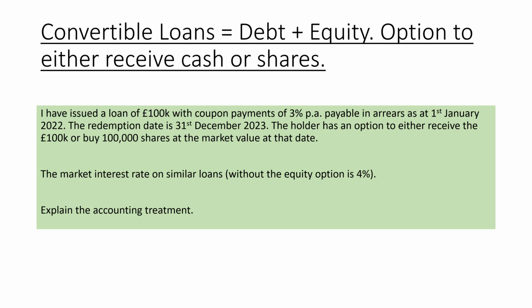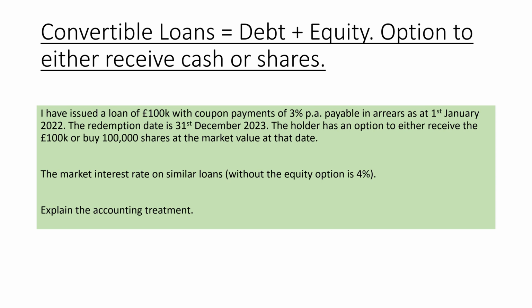Hi everyone, so we're going to be looking at convertible loans. A convertible loan generally arises where the holder of the loan has the option to either receive payment in cash or in shares. Okay, and the easiest way to demonstrate the accounting for this is if we go through an example.